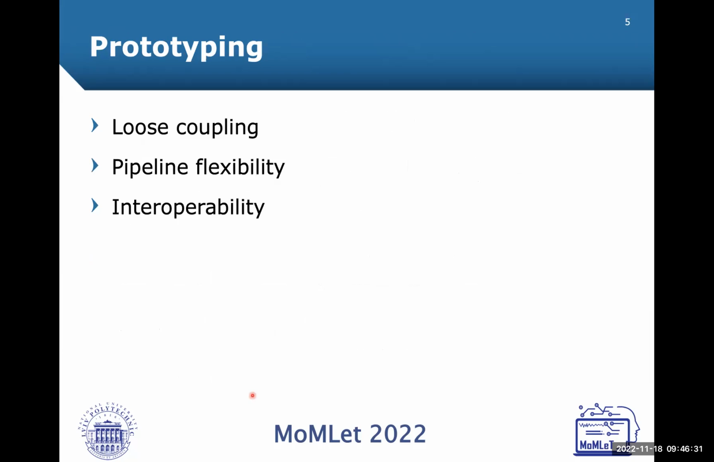So we have defined a few inputs, a few requirements for our prototyping. It should be loosely coupled. It should be pipeline flexible, and it should have interoperability. Let's start with pipeline flexibility, because loose coupling we will define later, on the next slide.